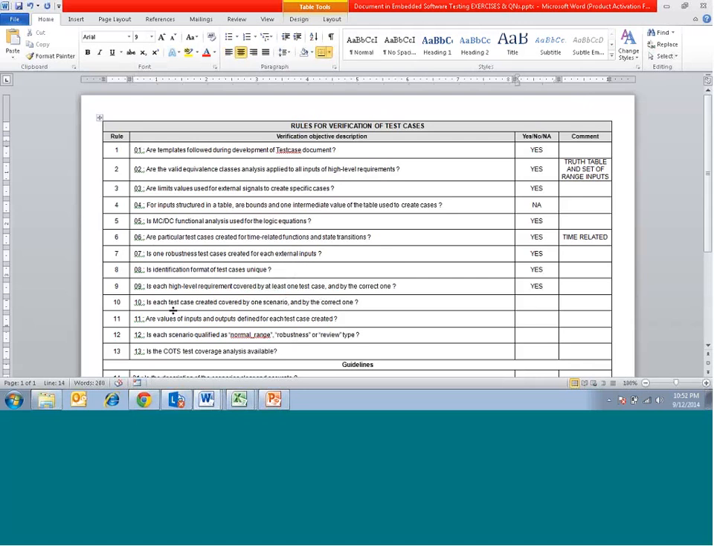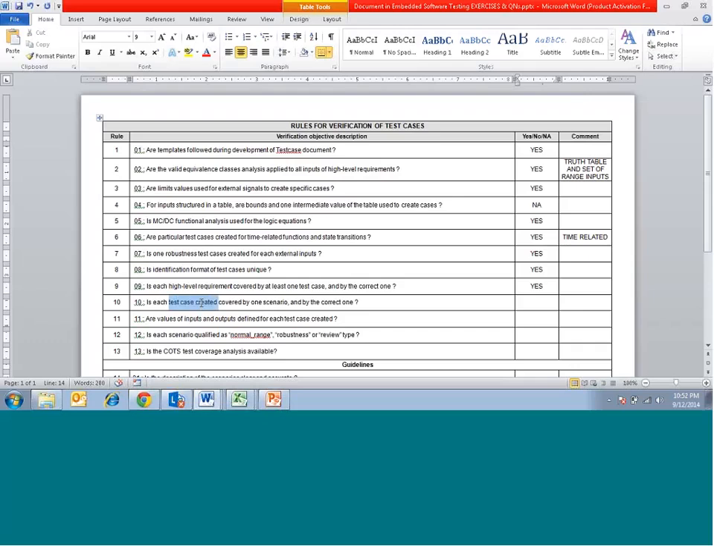Is each test case covered by one scenario and by the correct one? We have a test case for each requirement, and that requirement has multiple scenarios, and the correct scenarios we have identified. Are values of inputs and outputs defined for each test created? Is each scenario qualified as normal range or robustness?